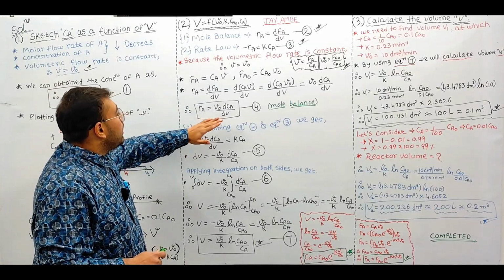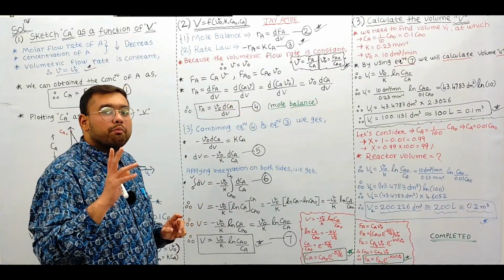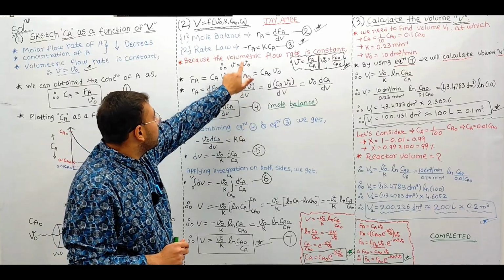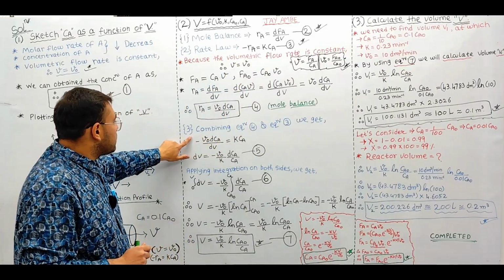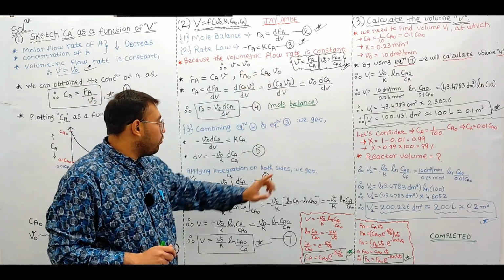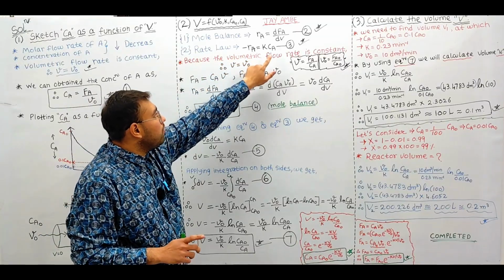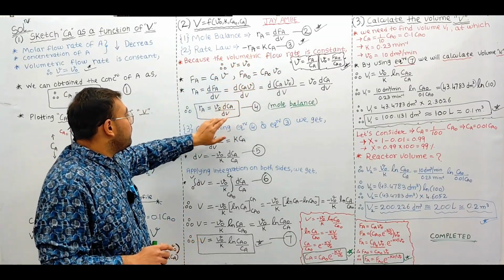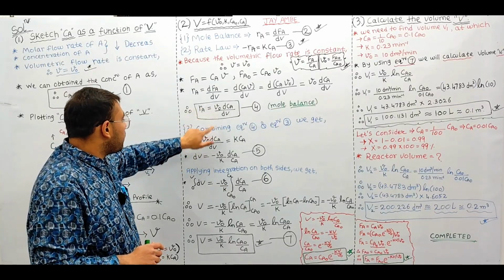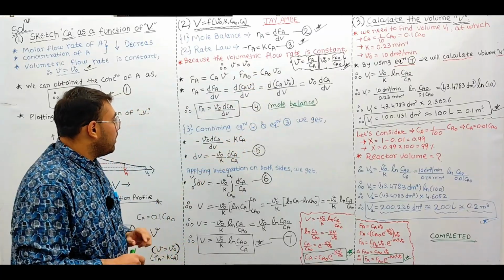Now we'll combine equation 4. The third step is to combine the mole balance with the rate law. So we combine equation 4 and equation 3, and we write minus Ra is equal to K CA, the rate law. We put in the value of Ra which we obtained here, so minus Ra, from here, nu naught dCA by dV is equivalent to K CA, right?